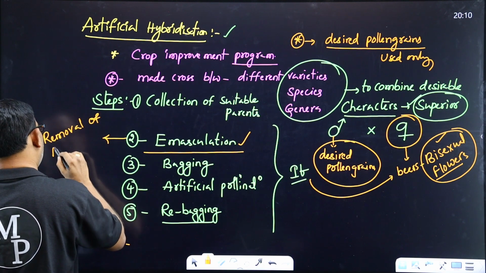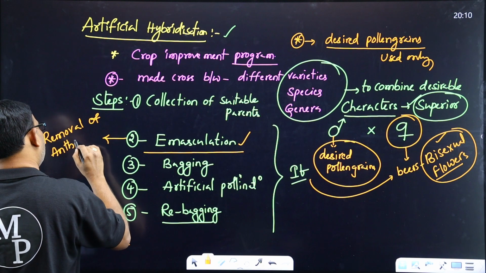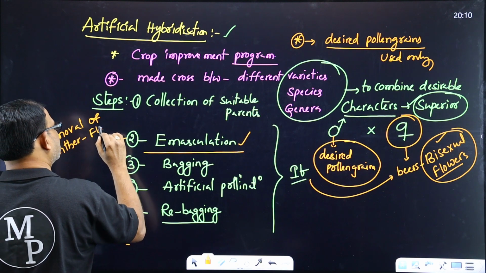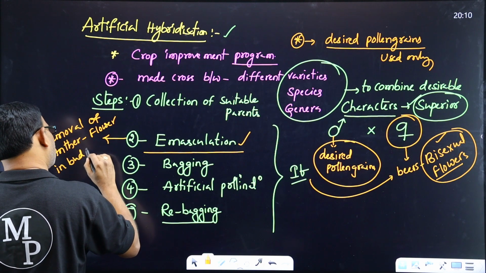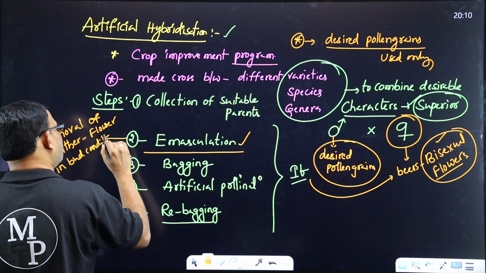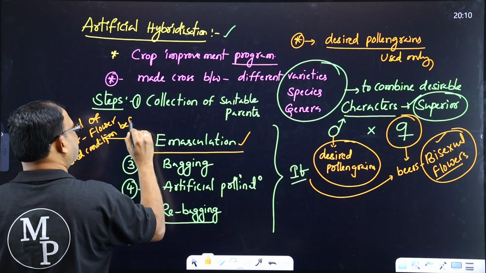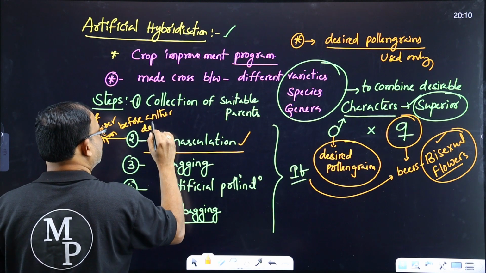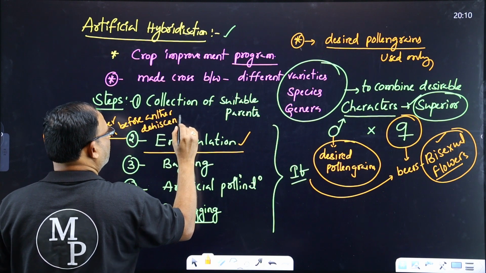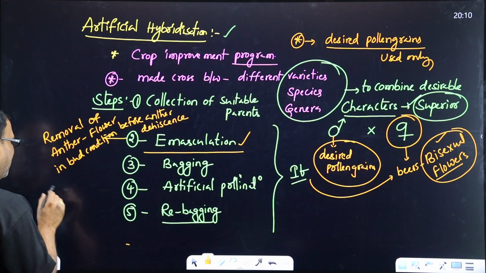Removal of the anther when the flower is in bud condition. When should this be done? When the flower is in bud condition. When the flower is in bud condition means what? Before anther dehiscence. Before anther dehiscence. మరి ఎలా చేస్తాను అన్న?